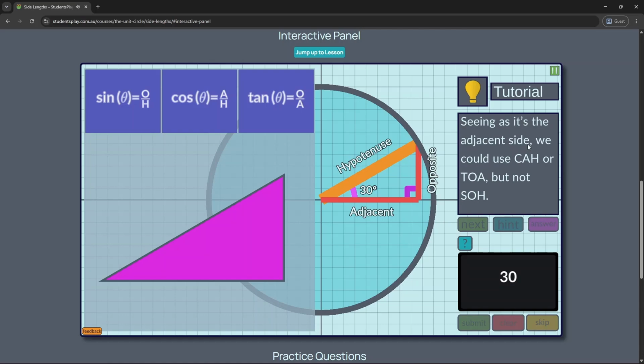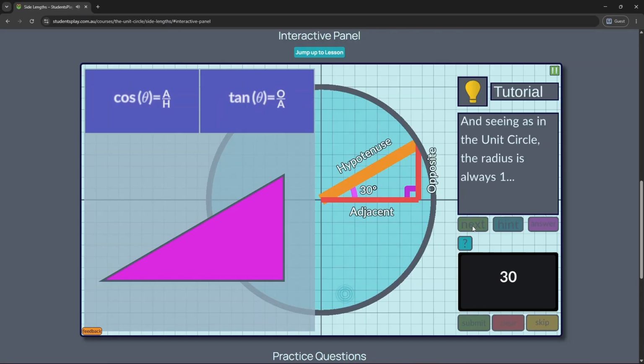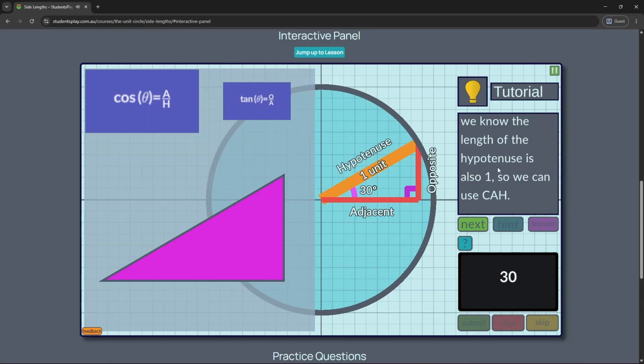Seeing as it's the adjacent side, we could use CAH or TOA, but not SOH, because SOH doesn't have any A's in it, and we're looking for the A, so we need to have an A in it. And seeing as in the unit circle the radius is always 1, and that's also the hypotenuse, we know the length of the hypotenuse is also 1, so we can use CAH. We don't know what the opposite side is yet, so we can't use TOA, we can't use tan, but we know what H is, so we can use cos or CAH.